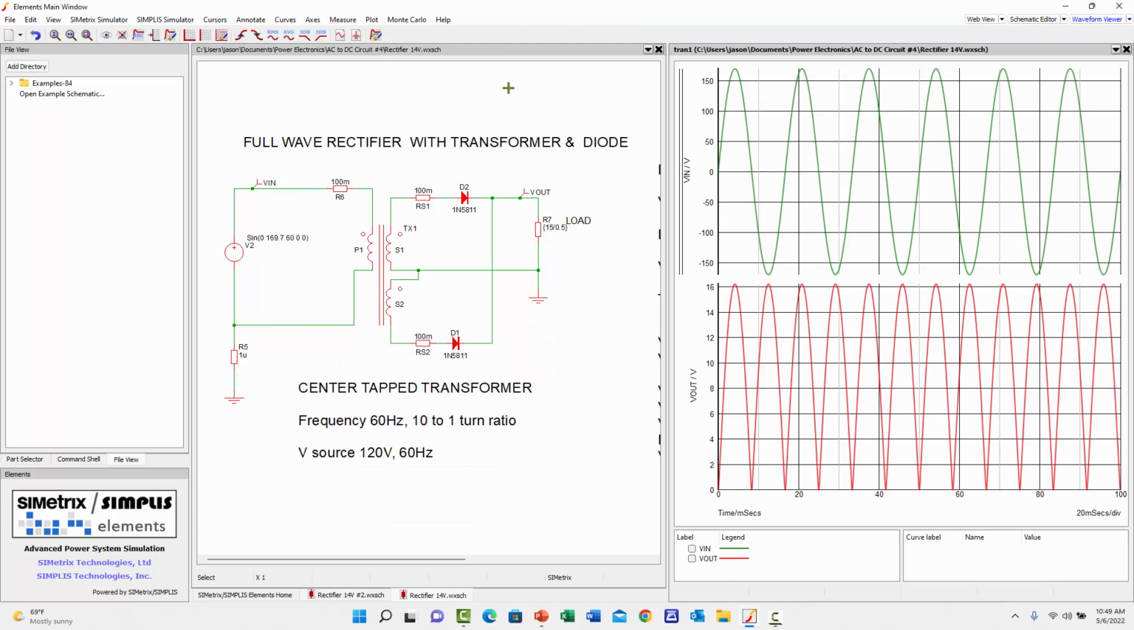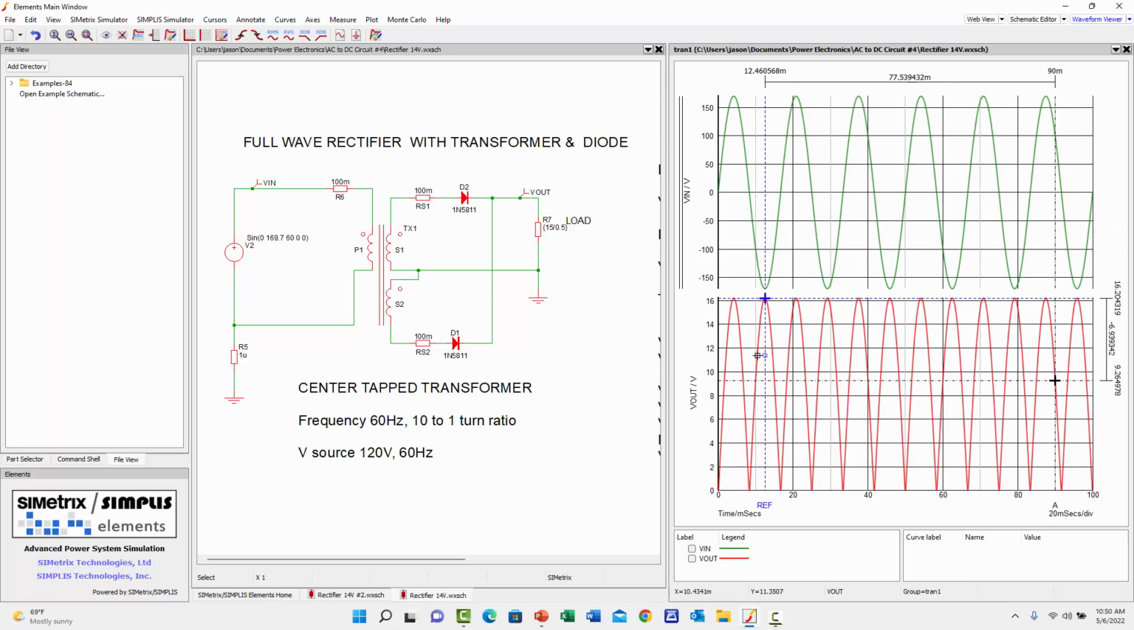In the result, we see that the primary waveform is a sinusoidal waveform at 60 Hz frequency. On the secondary side, we see the full-wave rectifier flipping everything into the positive side. And at the output, we hit about 16 volt at the peak level. So pretty much matched with what we calculated. So this is our first step.